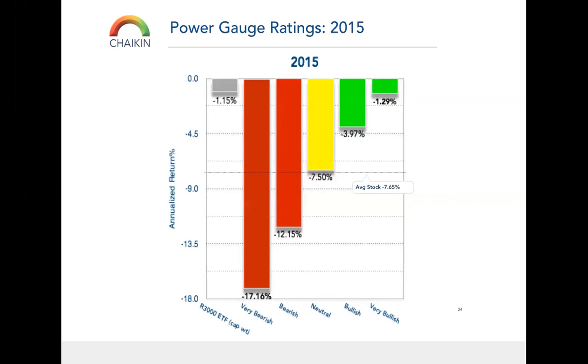Well, we had a bear market in 2015 in energy. And the Power Gauge rating was very, very effective, as we'll see, in finding stocks in the energy sector to either short, avoid, or use as put candidates. Because the average very bearish stock in the Russell 3000 was down over 17% in 2015 in the middle of a bull market, because small caps were in a bear market then as well.